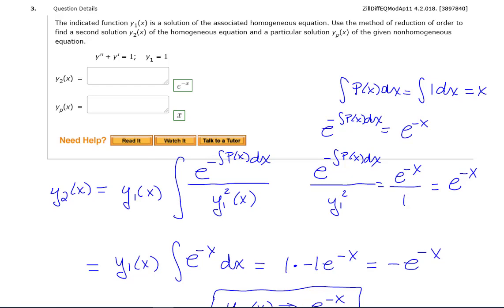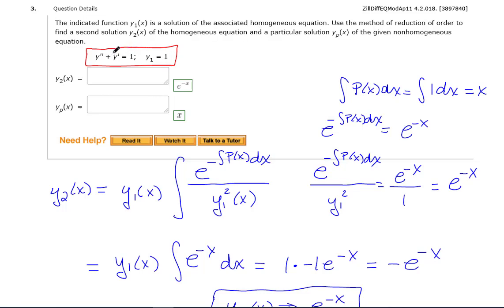All right, in our last question here, we have our second order problem. It is non-homogeneous. Why? Well, the right hand side is not 0. So they're giving us one solution. We want to find another solution. Once we do that, we would like to guess a particular solution for the non-homogeneous case. So y2 goes for the homogeneous.